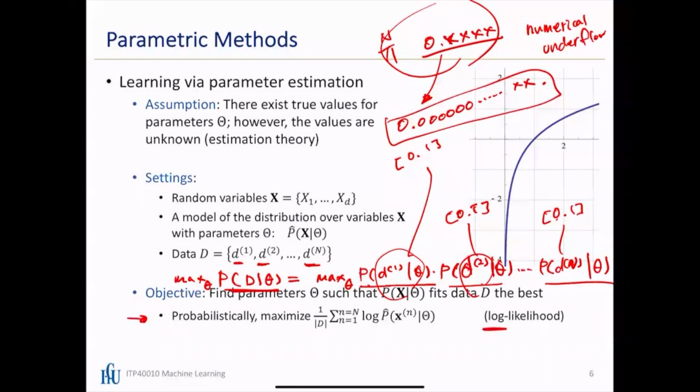So here comes the logarithm trick. We are going to take the logarithm of everything. So instead of simply maximizing this, we want to maximize the log of that likelihood quantity.